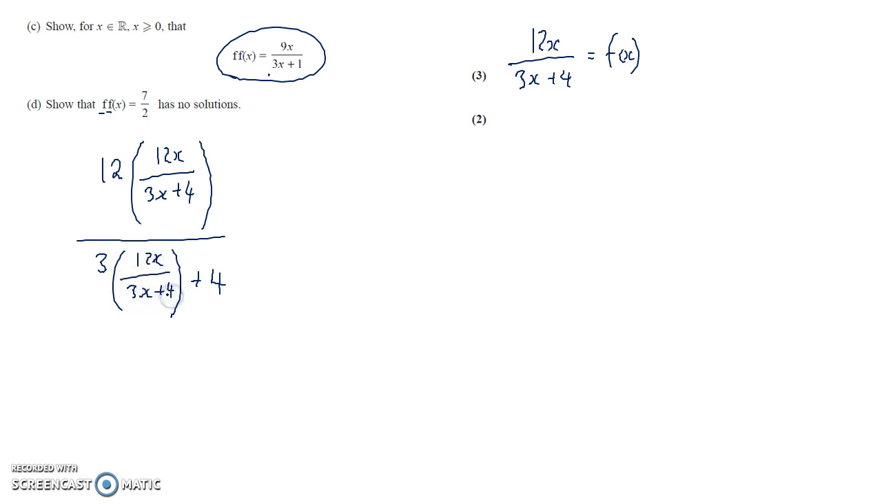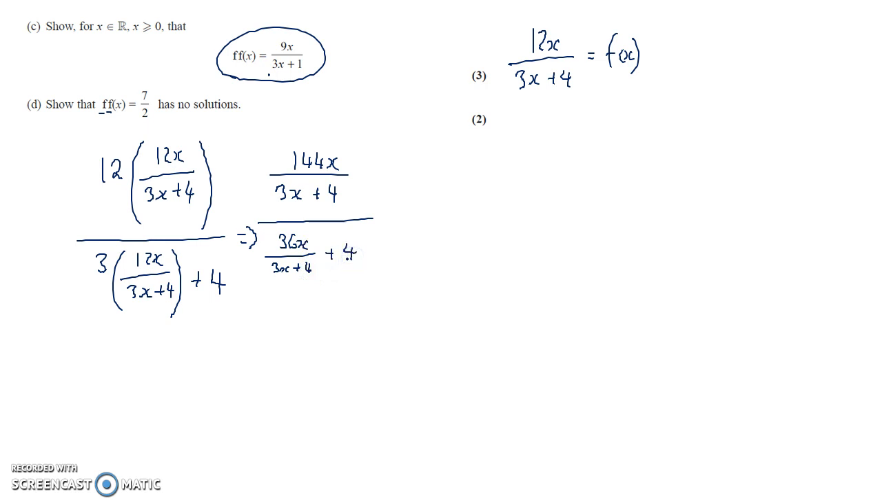I'm going to start by multiplying out the 12 and the 3. You only ever multiply the numerator, don't you, in a fraction. So this goes to, we'll do it this way, 144x over 3x plus 4, all divided by this one here. 3 times 12 is going to be 36x over 3x plus 4, plus 4.